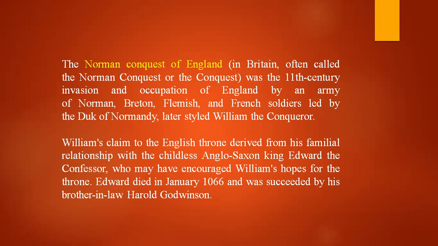After that, in the 11th century, this event took place, the Norman Conquest of England. The French soldiers, the Normans, took over from the Anglo-Saxons, and therefore there was a kind of conflict, friction between the Normans and the Anglo-Saxons. Edward was the Anglo-Saxon king. When he died, the Norman king, William, took over, and he was succeeded by his brother-in-law Harold Godwinson. So these are the historical details that we need to know before getting into the details of the novel Ivanhoe.